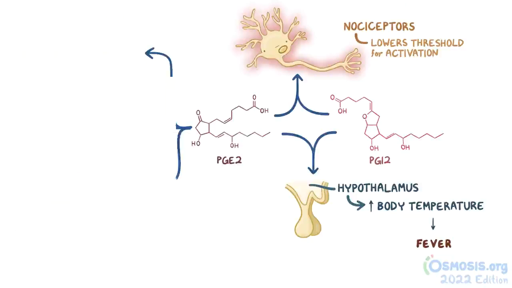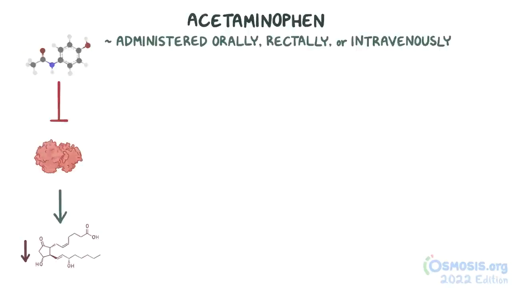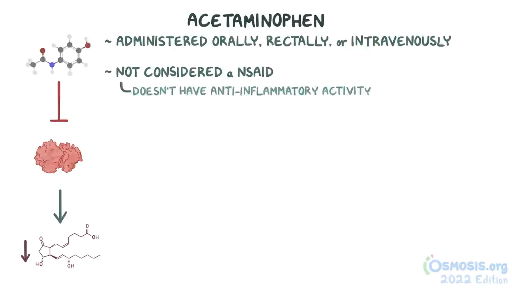Alright, now let's focus on acetaminophen. Acetaminophen is administered orally, rectally, or intravenously, and it works by reversibly inhibiting COX in the central nervous system, thereby decreasing production of the prostaglandins that cause fever and pain. It's important to note that acetaminophen is not considered a non-steroidal anti-inflammatory drug, or NSAID, because it doesn't inhibit COX peripherally, so unlike NSAIDs, it doesn't have anti-inflammatory activity.